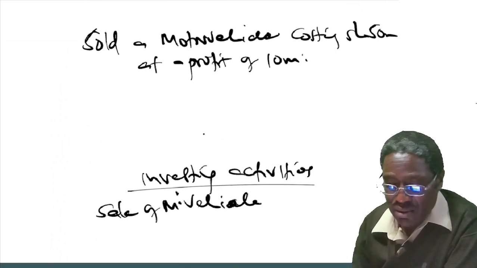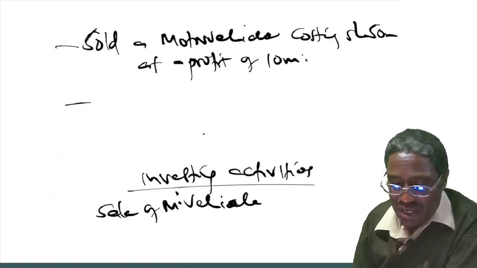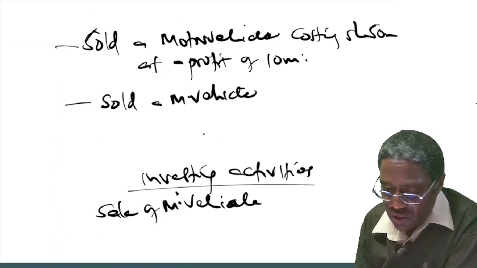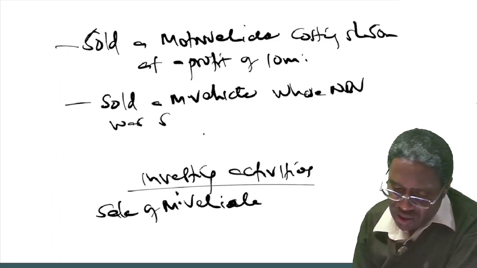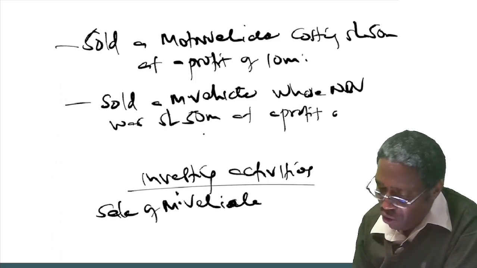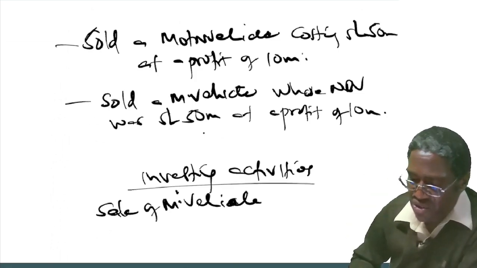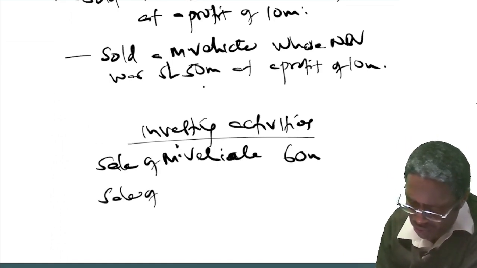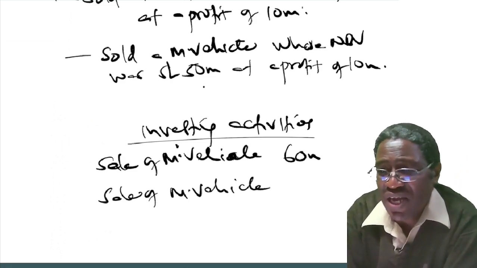In another sitting, the examiner tells you this. I'm changing. In another sitting, the examiner told you during the year the company sold a motor vehicle whose net book value was shillings 50 million at a profit of 10 million. For the second one, most people have said for the first one it sold for 60. What about the second one? Now give me the answer for the second.